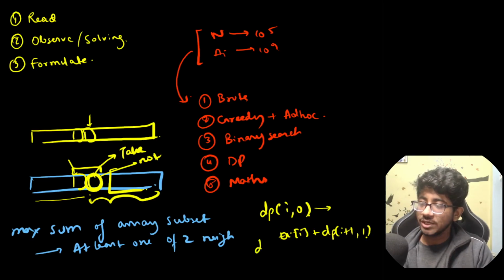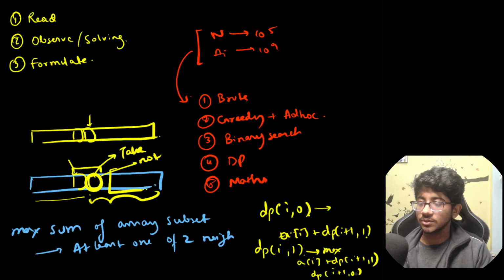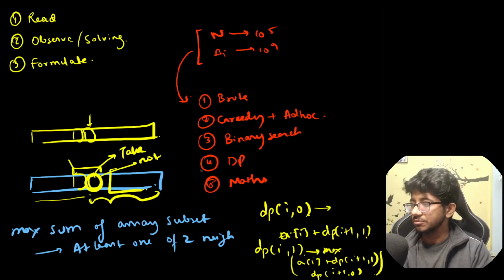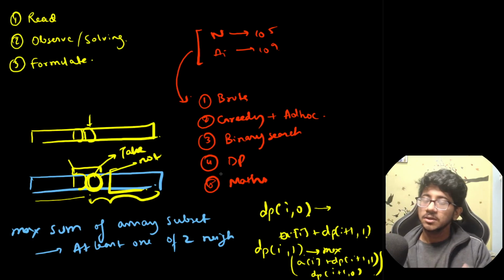And if we have dp of i comma 1, then we think that the last element was taken. So we have an option to take a maximum across two: a of i plus dp of i plus 1 comma 1, that we can take it, or we don't take it, dp of i plus 1 comma 0. So out of this, take a max. So this is a possible solution for getting the maximum sum out of elements where you cannot leave two neighboring items altogether.